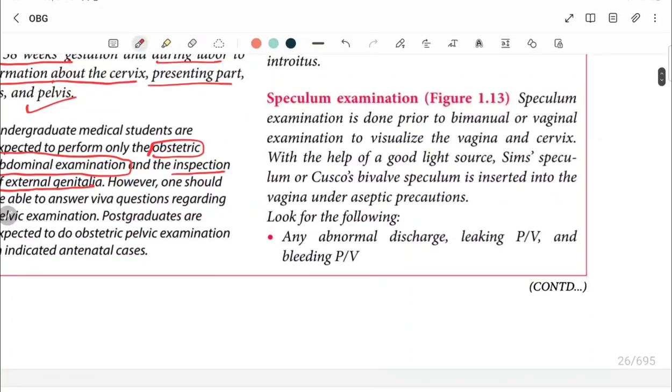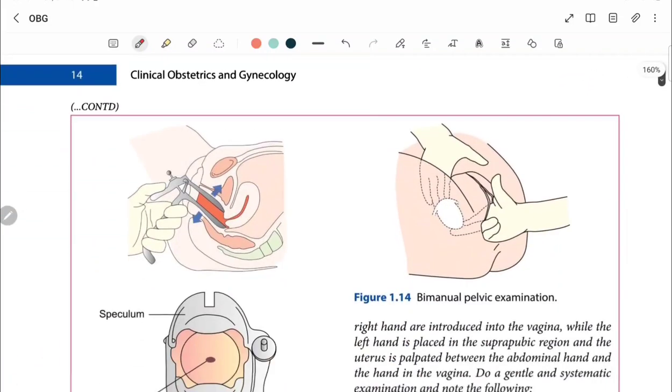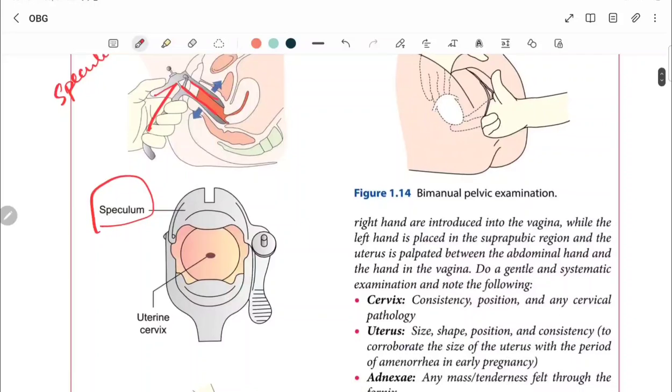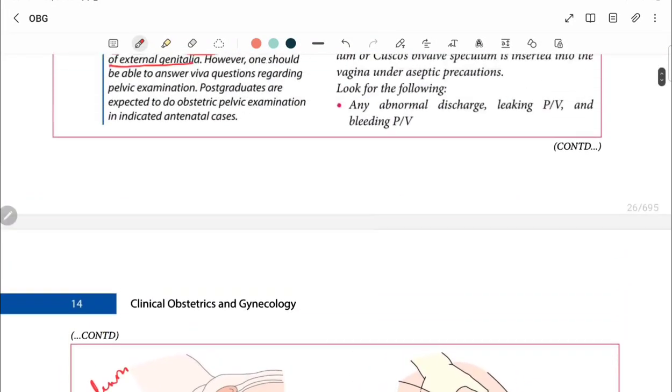Next, moving on to the speculum examination. You need to know all about speculum examination. So this is how a speculum examination is done. This is your speculum. This is your speculum examination of the vagina. Okay, so what you can see here is your uterine cervix.